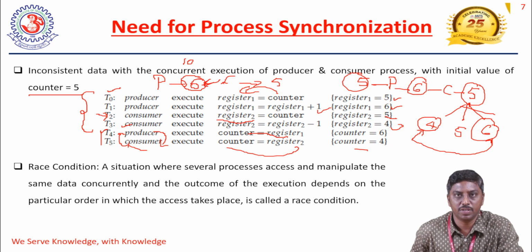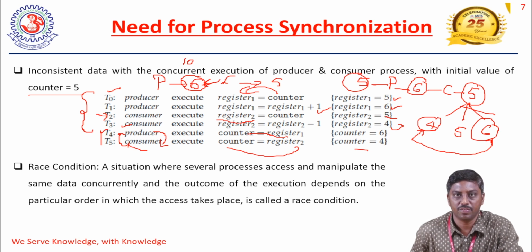So as per independently, the logic for producer and consumer is correct, but when they are run concurrently, there is a possibility that we may end up with wrong results, that is 4 or 6. So this problem has arisen because of a race condition. What is this race condition?